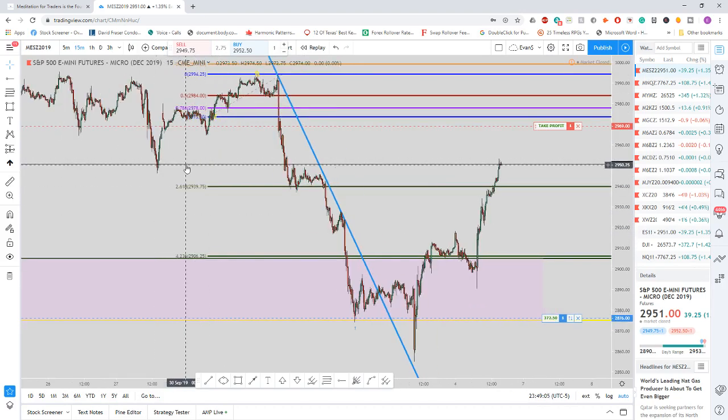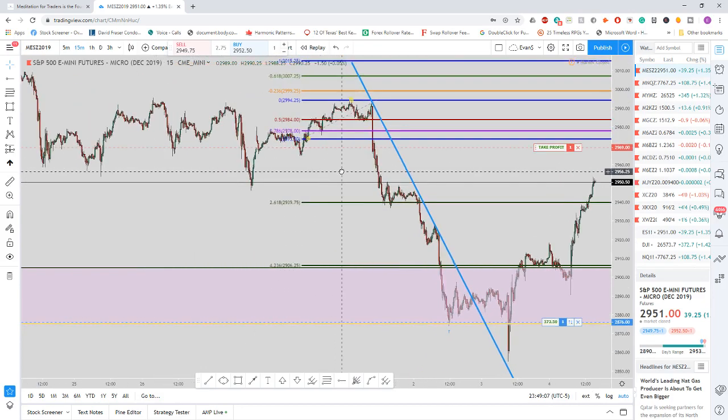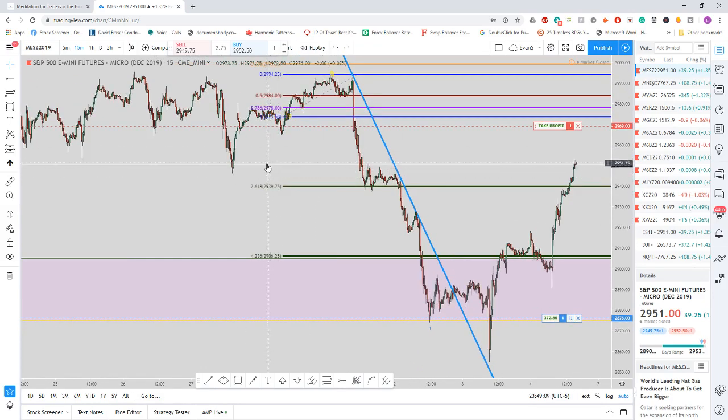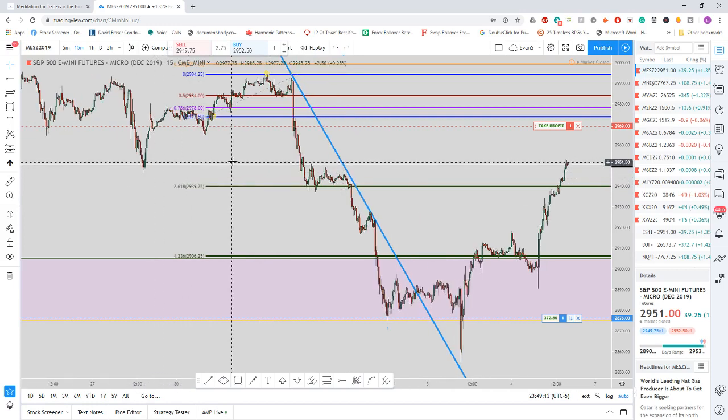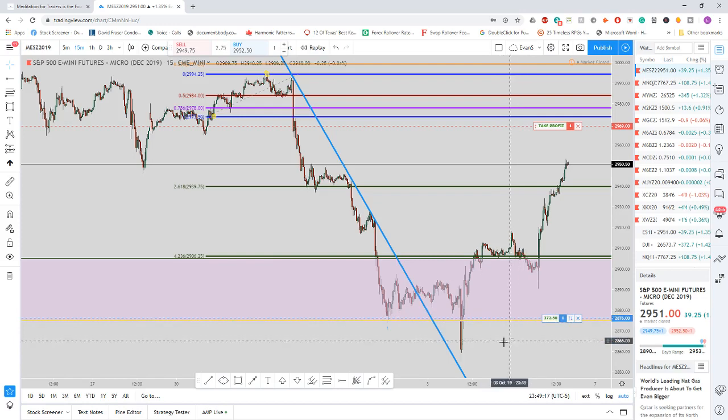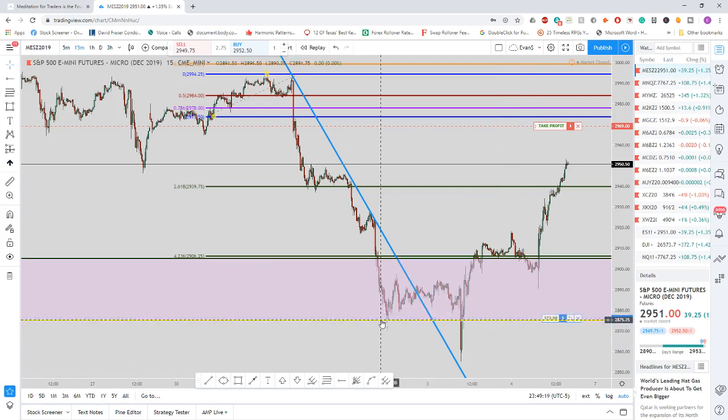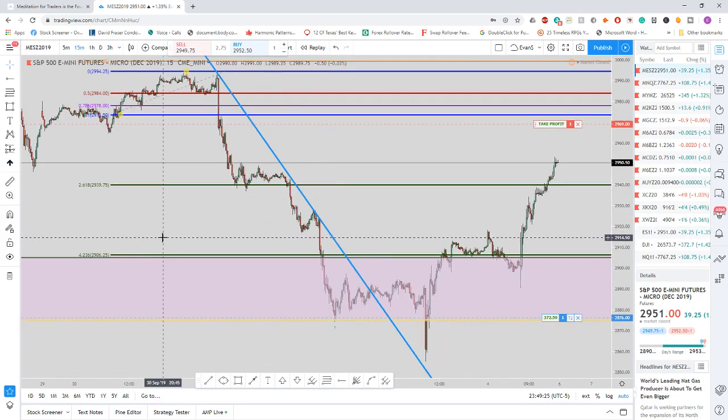So here is one I am in right here. This is something I had been looking for, and I am extremely proud of where I got in for it. So just want to show that one real quick. See right here, this is just trading a micro contract. So I actually got in a whole lot better than even the 423.6 of the 261.8 right here, which I'll show you why here in just a second.